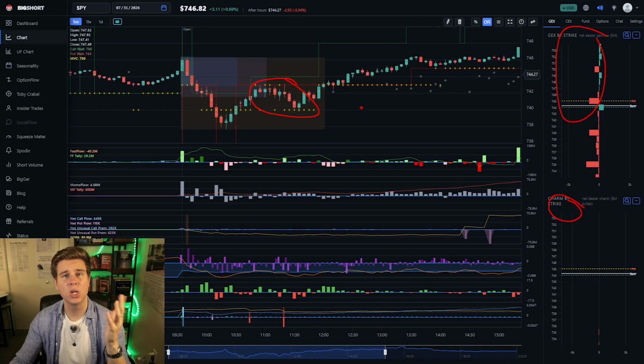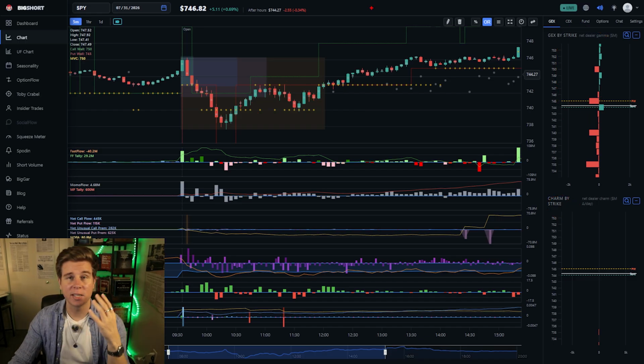Now, generally, there is no hard and fast rule because it does depend on a lot of things. It depends on your risk tolerance. It depends on what ticker you're trading. It depends on your personal trading style. It depends on how you're sizing.